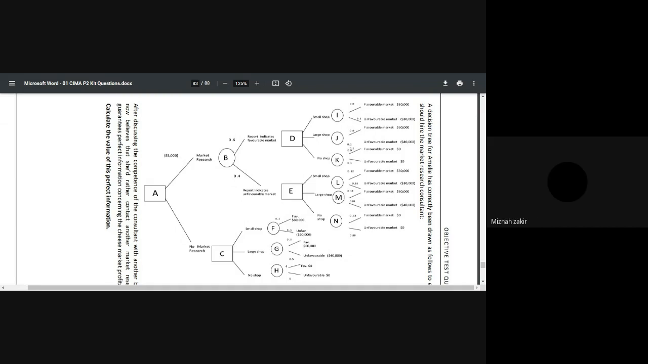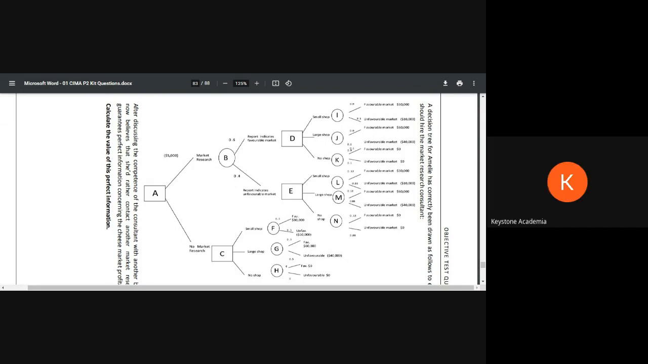26,000. And for large shop, 90% into 60,000 and 10% into minus 40,000. Okay. This will be zero with no shop. Thousand, 1,400.